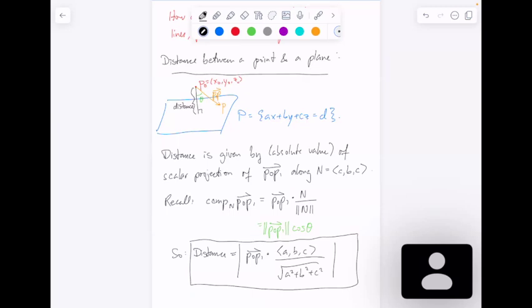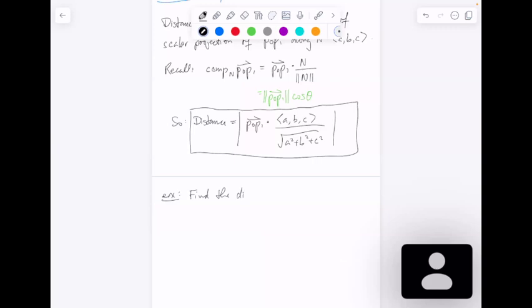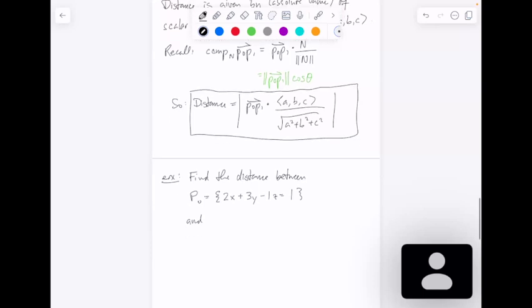All right, so let's see if we could do an example here. Find the distance between the plane P0 given to you by 2x plus 3y minus z is equal to 1. So that's one plane. And I'm actually going to give you another plane, which is minus 4x minus 6y plus 2z is equal to 5.